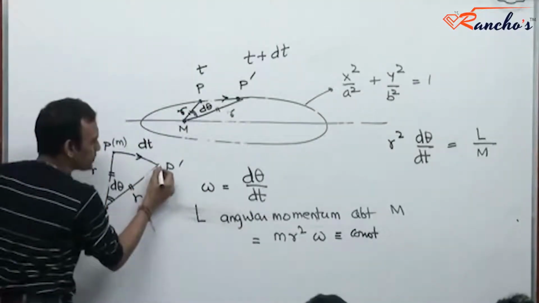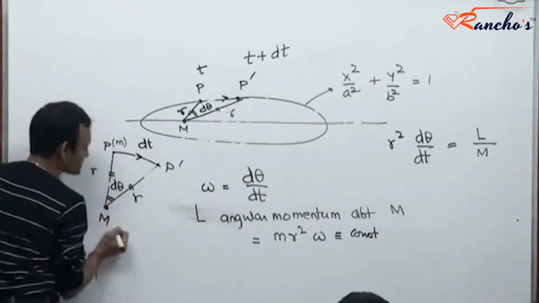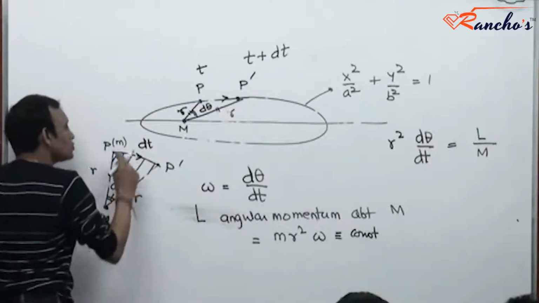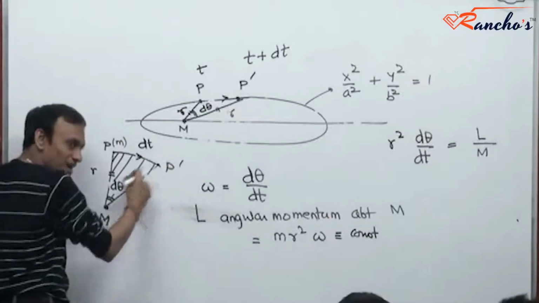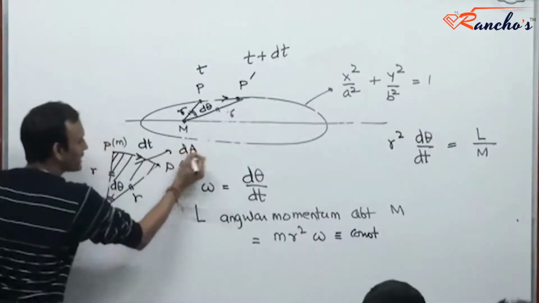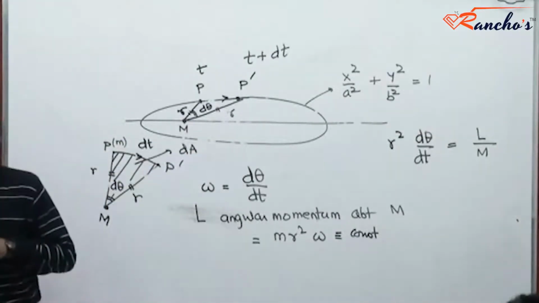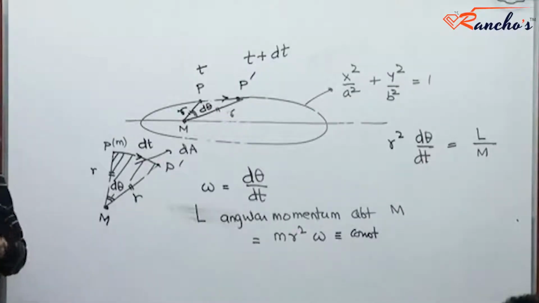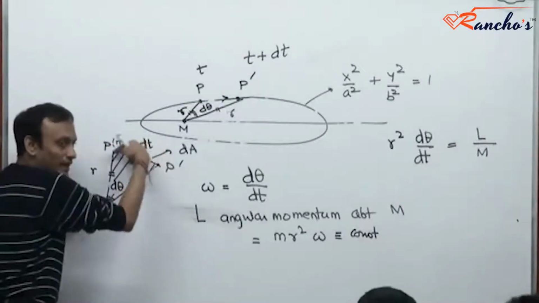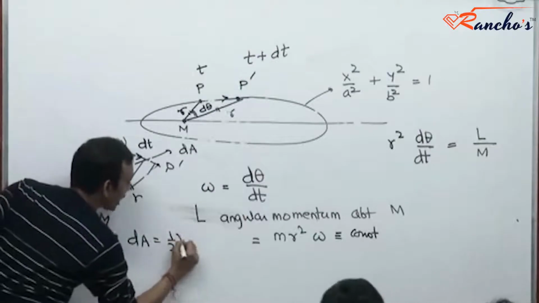Now, in its journey from p to p prime, about the focus where the mass capital M is placed, this is the sector area that it describes. This is the area dA described in time dt, right? And very clearly, this area enclosed by an arc is half of r squared d theta.